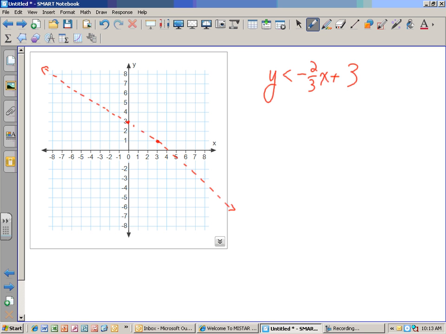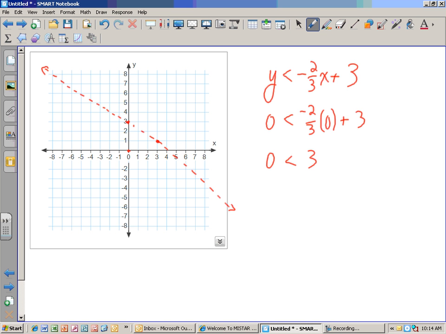And the easiest point to pick is 0, 0. If 0, 0 works, I'm going to shade below this line. If it doesn't work, I'm going to shade above the line. So let's see. I'm going to put in 0 for x, and I'm going to put in a 0 for y, and we're going to see if it works. 0 is less than negative 2/3 times 0, which is 0, plus 3? Is 0 less than 3?